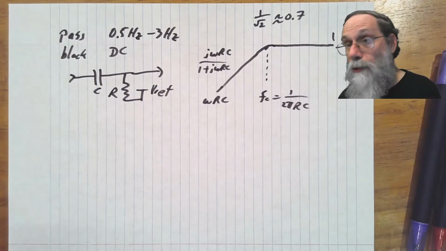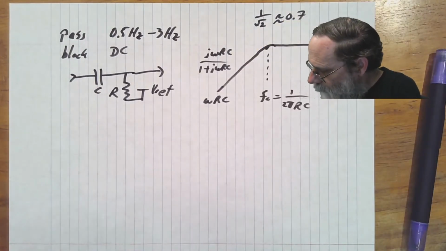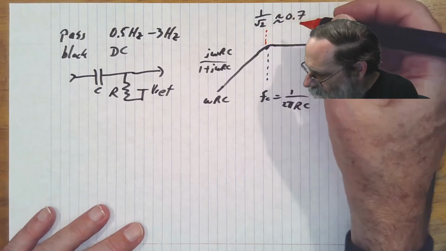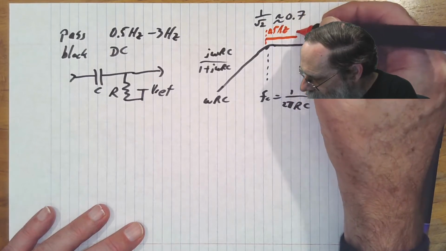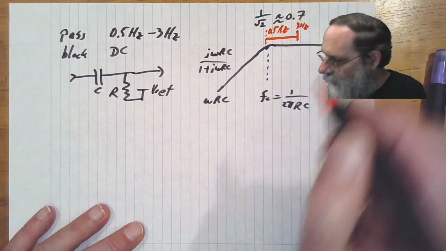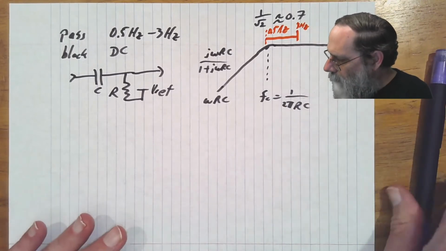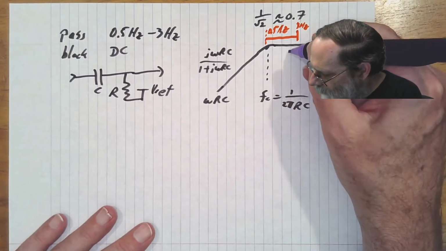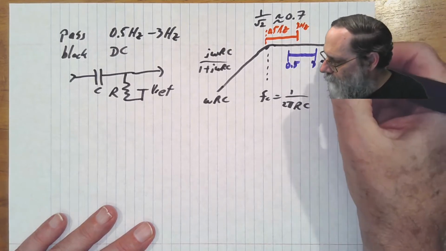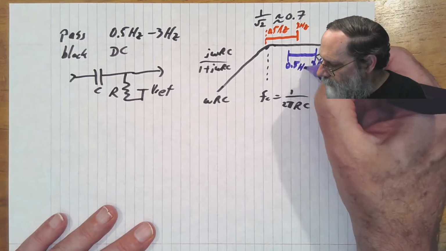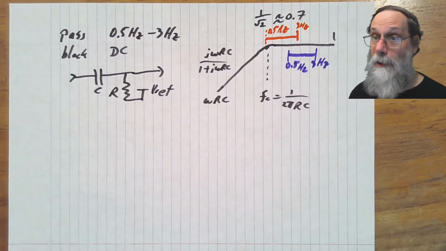So let's actually do two designs. Let's do one design where we put that corner frequency right at 0.5 hertz, and then 3 hertz is somewhere up here. And let's do another one where the 0.5 hertz to 3 hertz is higher up here, so that the pass band that we're interested in, the 0.5 hertz to 3 hertz, is flatter.